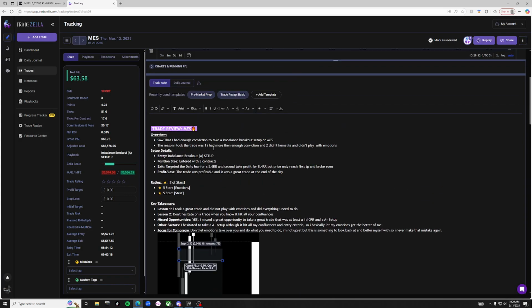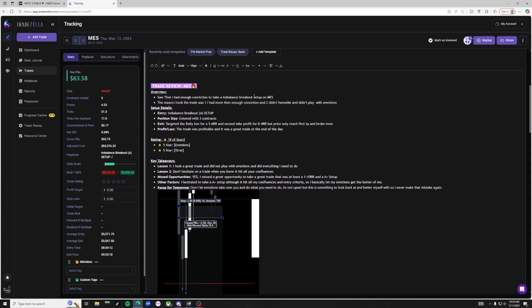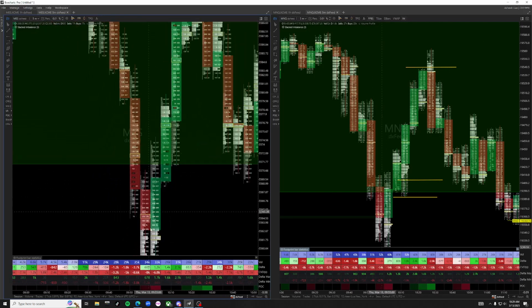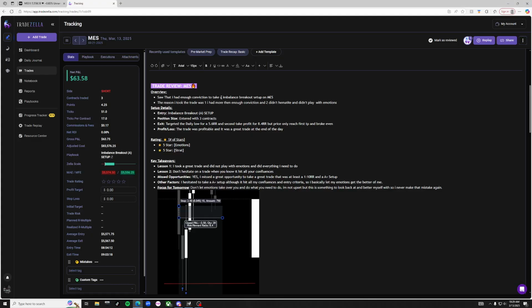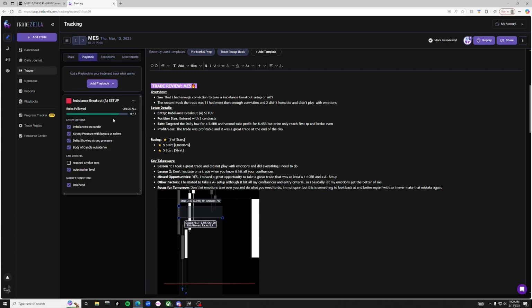So here we can see, okay, let's get an overview over it. I had enough conviction to take an imbalance breakout setup on MES, which is right here. The reason I took the trade, I had more than enough conviction. I didn't hesitate or play with my emotions. As soon as I saw it, I pulled the trigger, didn't hesitate, bam. The entry, I did an imbalance breakout. We'll do that right here.